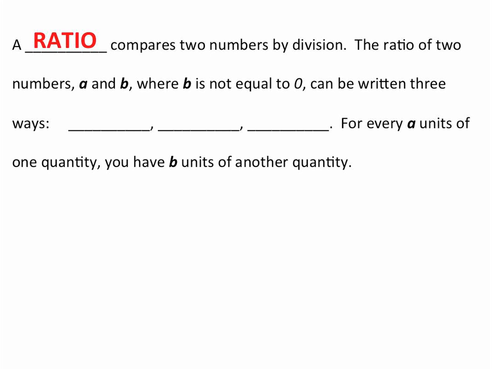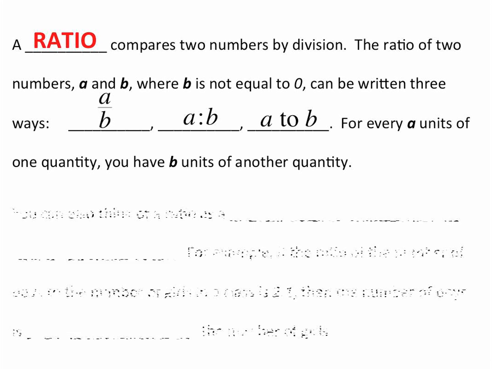A ratio compares two numbers by division. The ratio of two numbers, A and B, where B is not equal to 0, can be written 3 different ways. Well, we can write it as a fraction, A over B. We could also write it using a colon, A is to B. Or we could write it with the word to, so A to B. So for every A units of one quantity, you have B units of the other quantity.